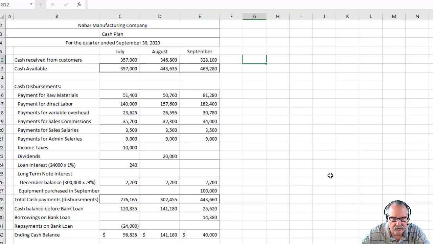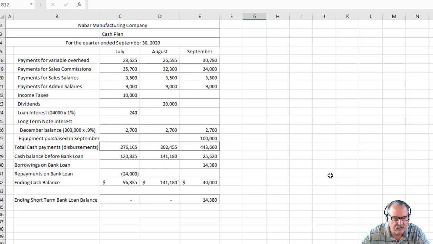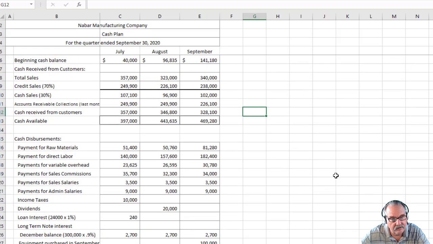And down below, we've got the ending short-term bank loan balance of $14,380. This is a number crunch, and this is something that you'll need to spend a little time with. I would suggest that you write one out from the work papers I provided.